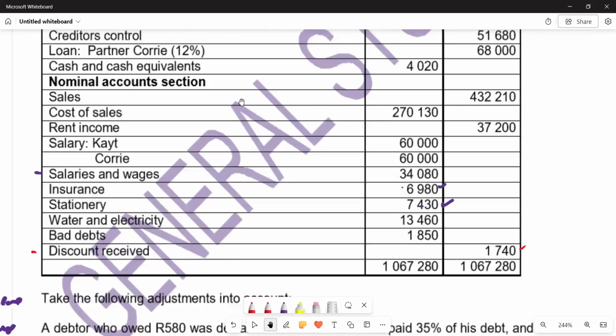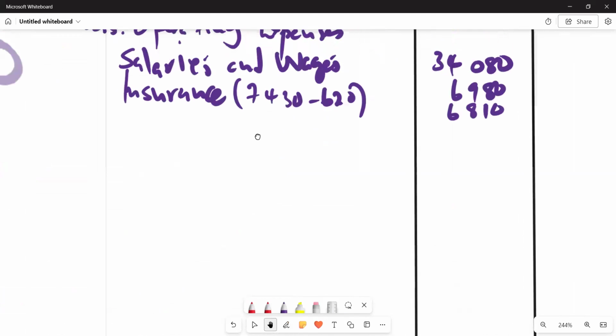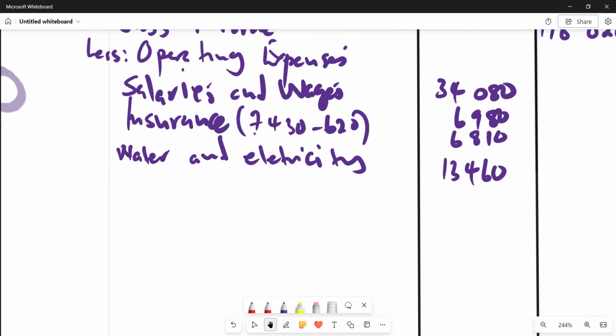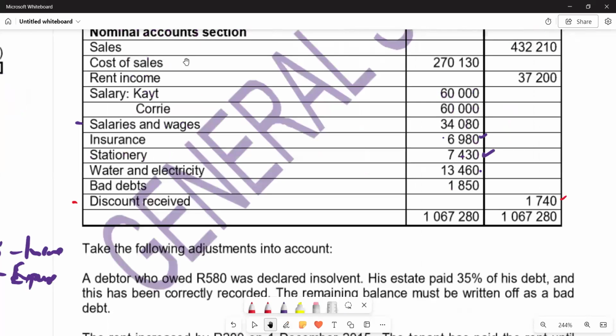Then we check again on the next expense in the list of balances. So you see that after stationery, we've got water and electricity, which is 13,460. If you go to additional information, you'll see that there's nothing affecting our water and electricity. So in that case, you can take it as it is and put it in the income statement. So we go here. We are saying water and electricity, and the figure that we're having is 13,460. And then we go to check another one after water and electricity.